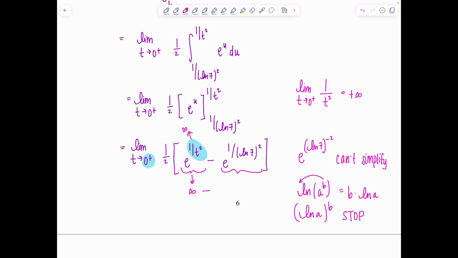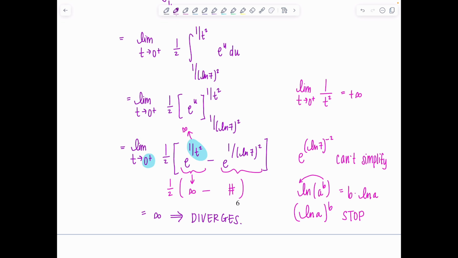Anyways, it doesn't matter. This is just some constant. It's some number. I don't know what it is, but it's finite. I do know that. And then all of this is being multiplied by a 1/2. So let's think. I've got something that's getting very, very large. I'm subtracting some finite number. It's still getting very, very large. And even if I multiply by a 1/2, it's still very, very large. So this limit is going to positive infinity, which means the improper integral diverges.